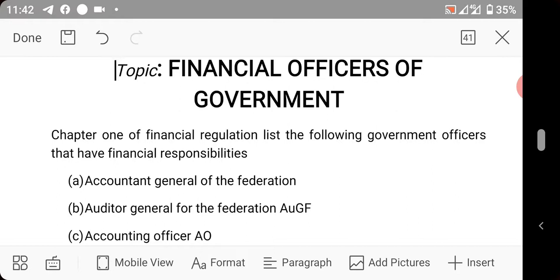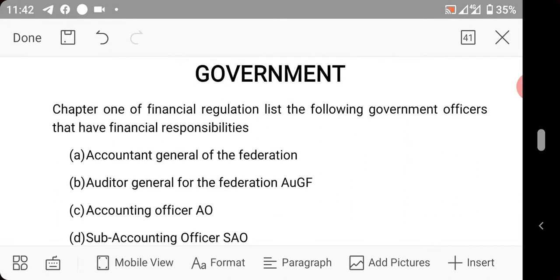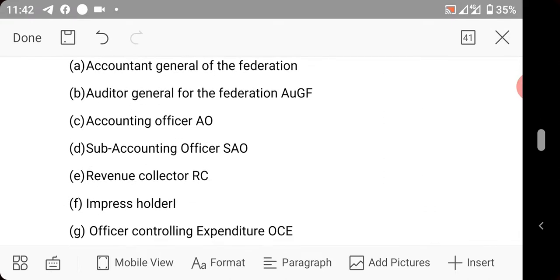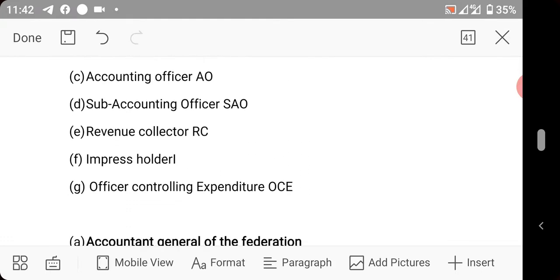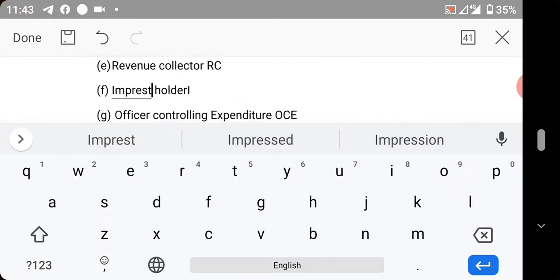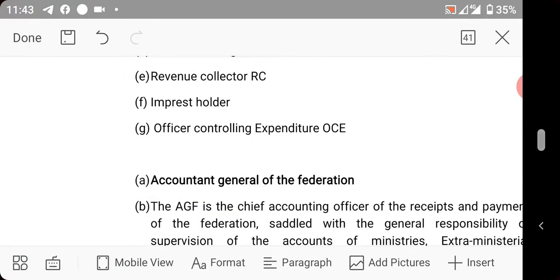Now, there are various finance officers in the public sector that we will be looking at: their meaning, what they do, their roles in the public sector. One of them is the apex position, which is the Accountant General of the Federation. The second in that line is the Auditor General for the Federation. The next in line is the Accounting Officer. The next following is Sub-Accounting Officer. The next also is Revenue Collector. The next also is Imprest Holder. Officer control. The last is officer controlling expenditure.